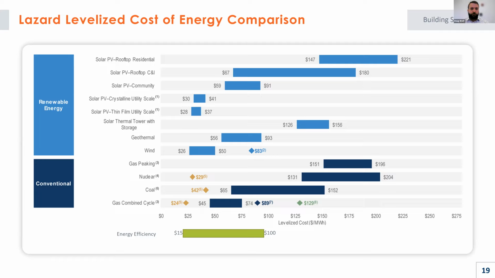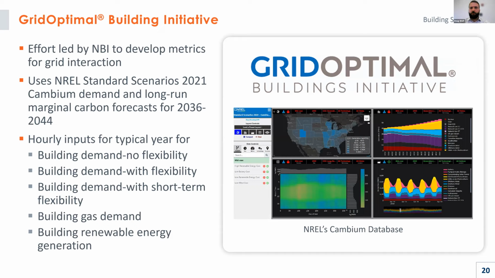So then the next question is, how do we measure a building's impact on this new dynamic grid? How do I make sure that my building is an asset to the grid rather than a liability on the grid? The Grid Optimal Building Initiative is an effort led by the New Buildings Institute, developed metrics for buildings to measure how they would contribute to solving or exacerbating those grid challenges.